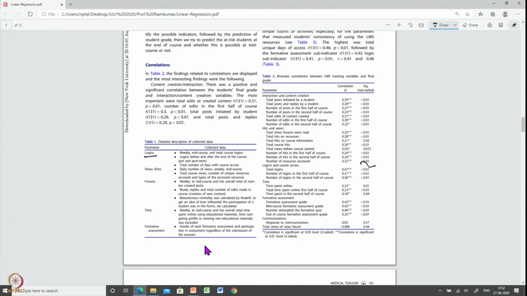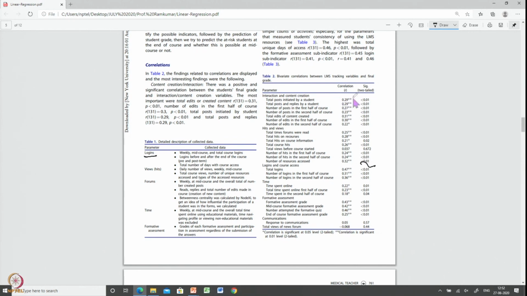So, they took all these multiple things. For example, the login can be classified into total logins, and the number of logins in the first half and second half. If you combine the bits, total posts by the student, and all these, multiple features have been created. They computed a correlation with the final score. You can compute this using the correlation matrix, you know how to compute it now.